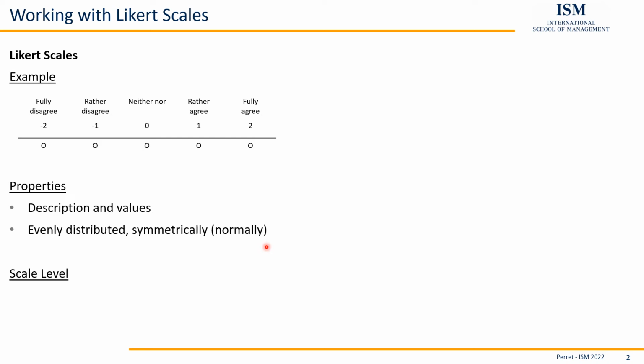What scale level can we assume the variable resulting from this scale to actually be? Because usually if you only have the text descriptions here, this would be a typical ordinal scale. You know that fully disagree is less agreeing than rather disagree is less agreeing than rather agree. But you do not know the distances here. So that's a classical ordinal scale.